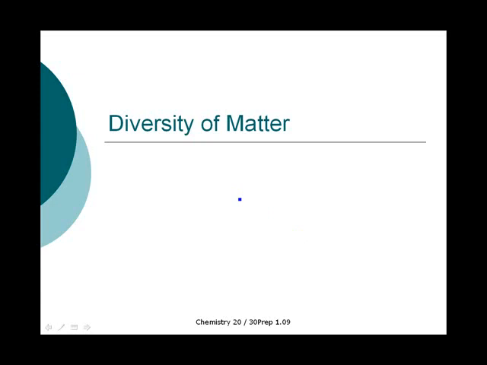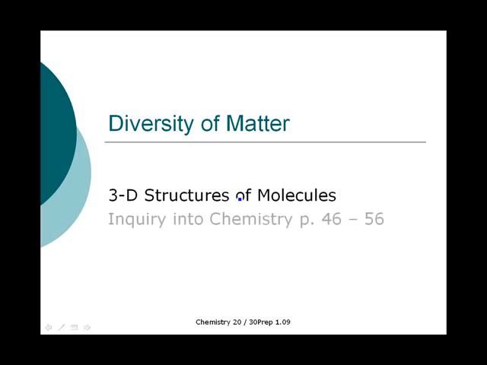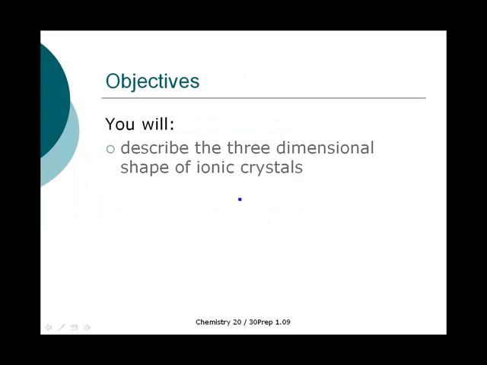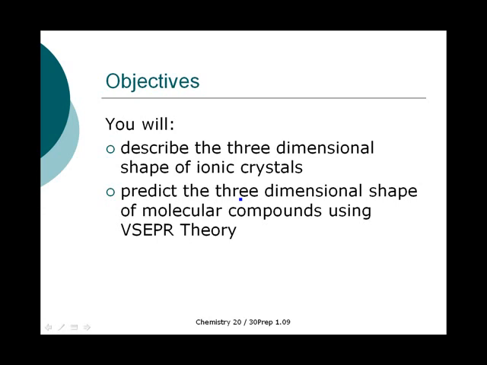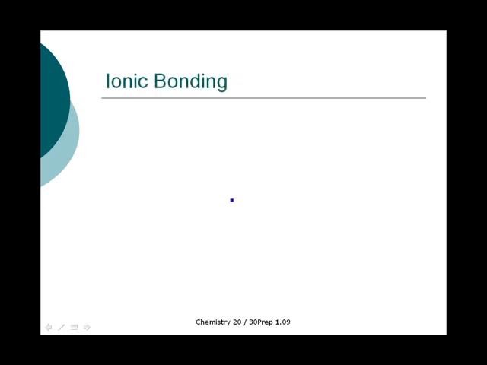This lecture will start Chapter 2 in your textbook. It's the Diversity of Matter, the second chapter of Unit 1, and we will be looking at the 3D structure of molecules. In your textbook, it's pages 46 to 56. By the end of this lecture, you will be able to describe the three-dimensional shape of ionic crystals, and you'll be able to predict the three-dimensional shape of molecular compounds using something called VSEPR theory.